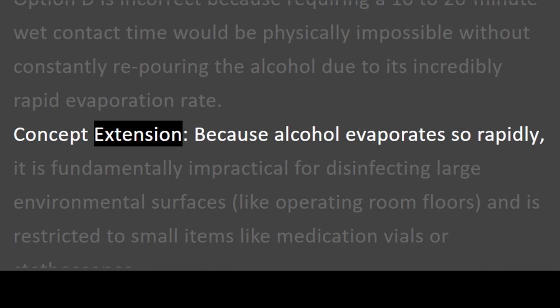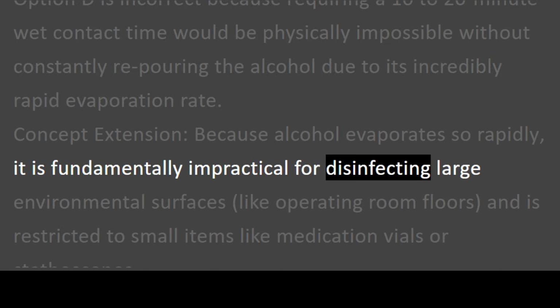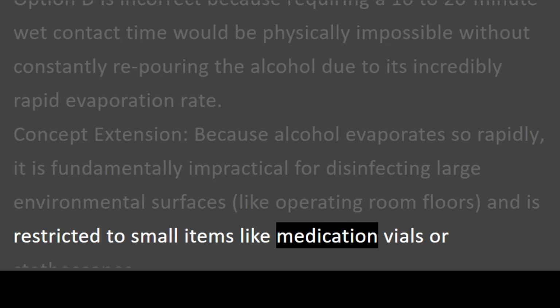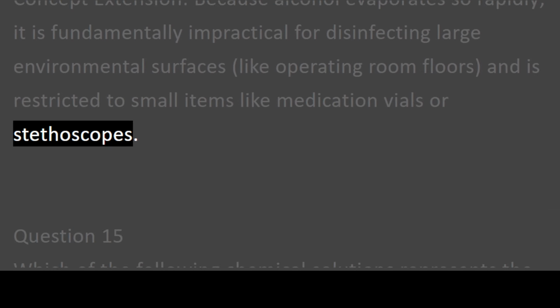Concept extension. Because alcohol evaporates so rapidly, it is fundamentally impractical for disinfecting large environmental surfaces, like operating room floors, and is restricted to small items like medication vials or stethoscopes.